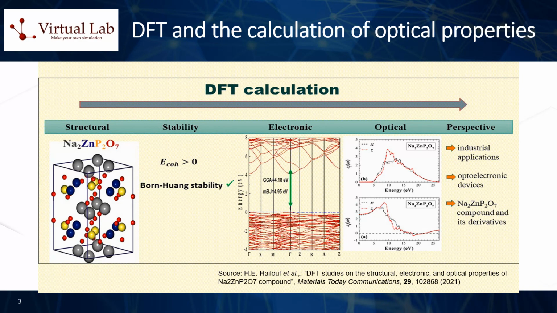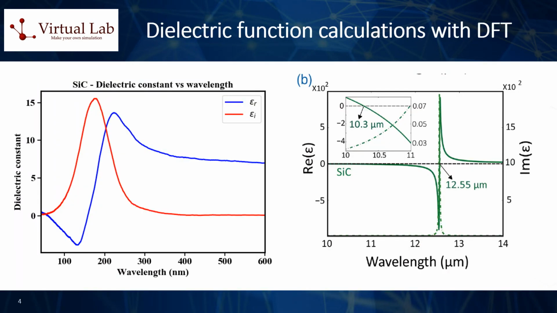Optical properties refer to a material's response to interaction with electromagnetic radiation, and these properties include absorption, reflectivity, refractivity, and various other phenomena like photoluminescence. There are several ways DFT can be used to calculate optical properties of materials, as will be discussed throughout the remainder of this presentation. One common approach is to calculate the dielectric function of the material.